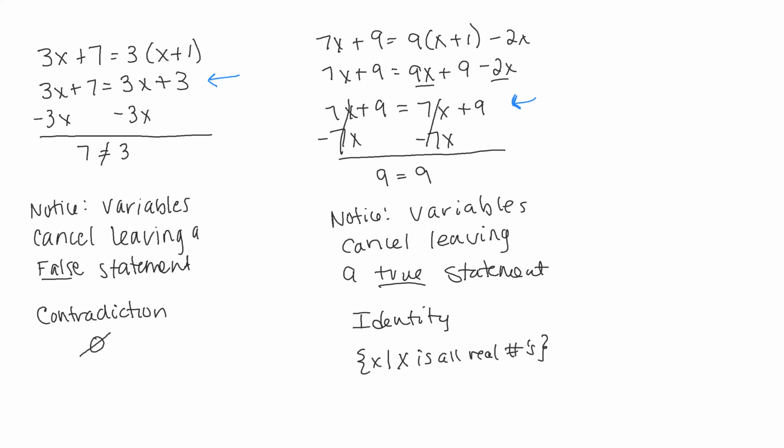And again, where I have this blue arrow, you can see that no matter what you plug in for x, on the left, you're going to multiply by 7 and then add 9. On the right, you're going to do the exact same thing. So every single value for the variable, when you plug it in, you're going to get a true statement.